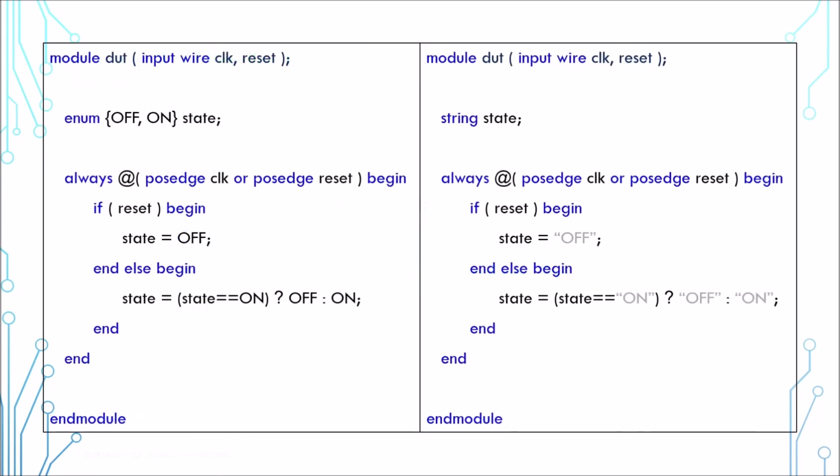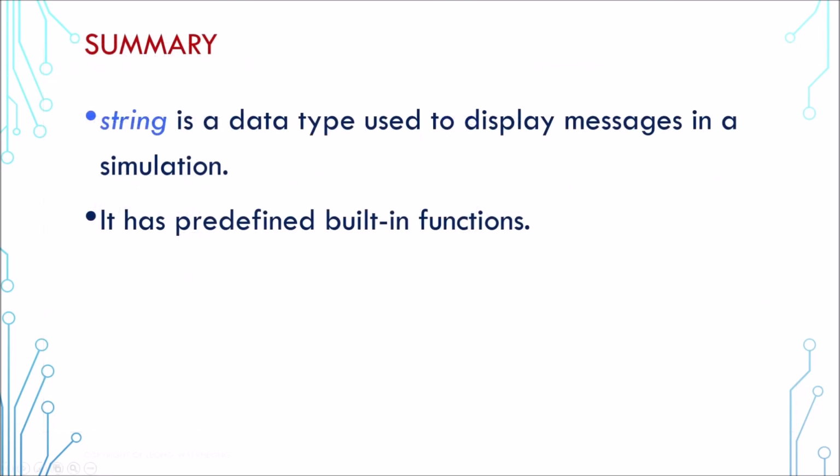Let's do a quiz before we end this. Compare these 2 pieces of code. Generally, at reset, state goes to off, while not in reset, state will alternate between on and off at every clock. Can you tell the difference between them, other than one is enum and another one is string? Well, the answer is that enum being a number is synthesizable. The string is not.